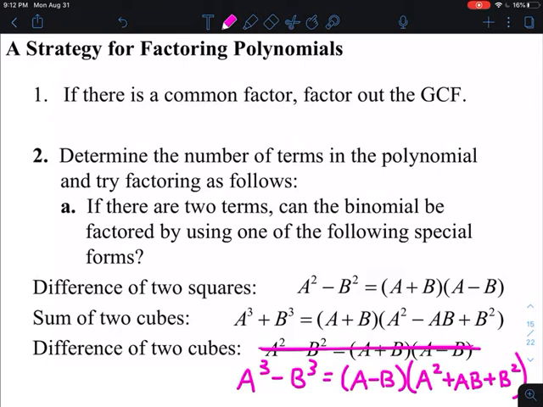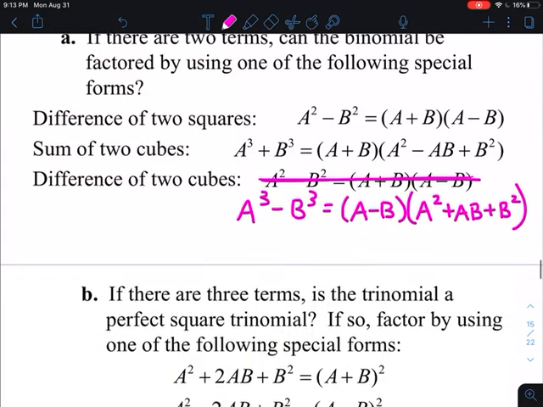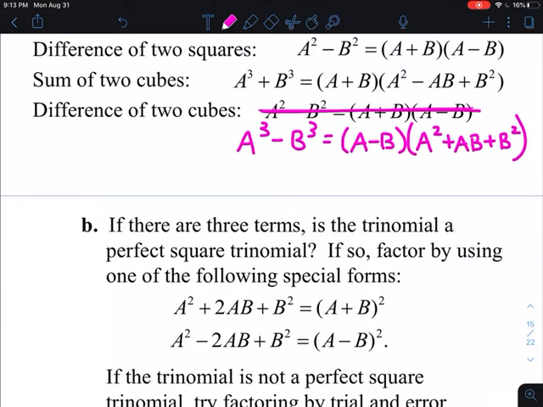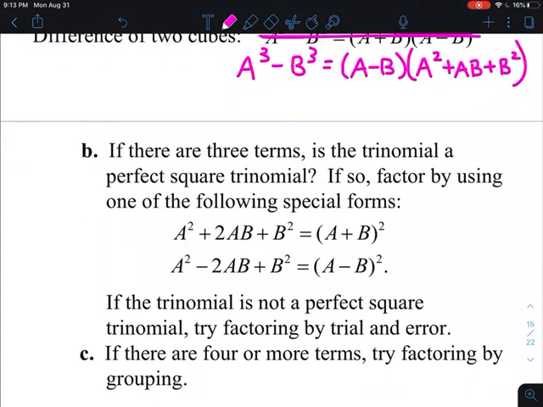And then the difference of 2 cubes, a to the third minus b to the third, gives us that a minus b, and then the a squared plus ab plus b squared. So minor typo in there, which I think I still did not fix on your guided notes. Sorry about that. Part B says if there are 3 terms, is the trinomial a perfect square trinomial? If so, factor by using one of the following special forms. So if you're looking for that square double square, if you have a square double square with a plus or a minus, you'd have an a plus b squared or an a minus b squared.